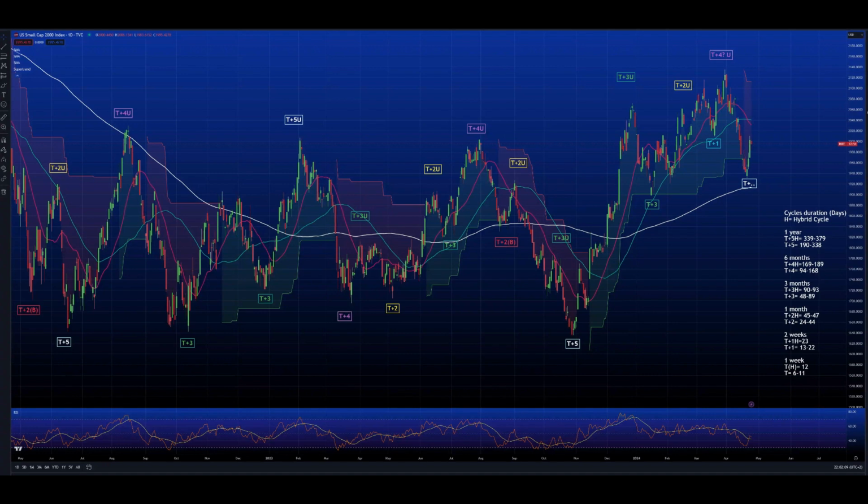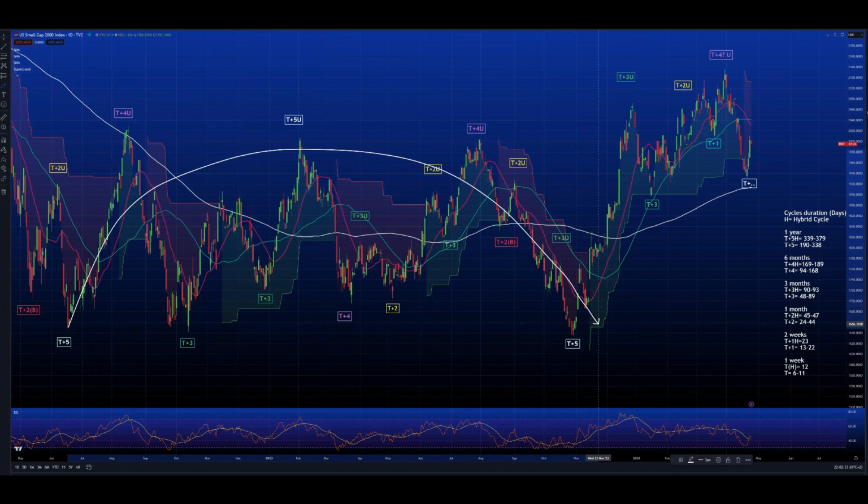So let's jump on the small cap 2000 index and let's have a look a little bit back to this low that occurred on the 16th of June 2022. With this low, we have had a downward yearly cycle that has been slightly negative, as this low here closed the cycle slightly lower in terms of price compared to the low from which it was born.